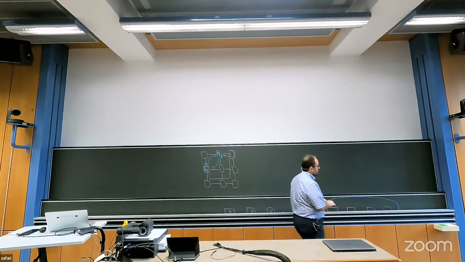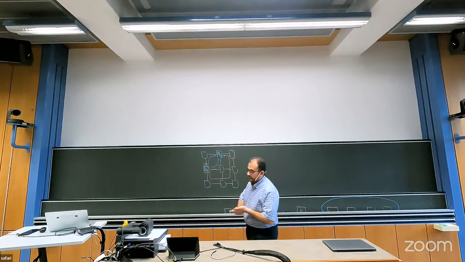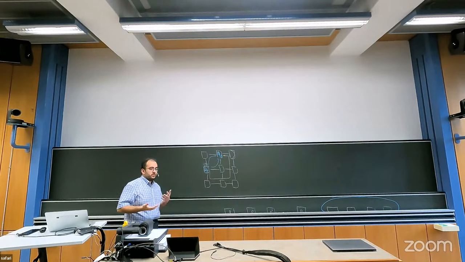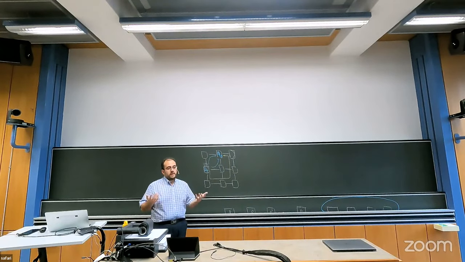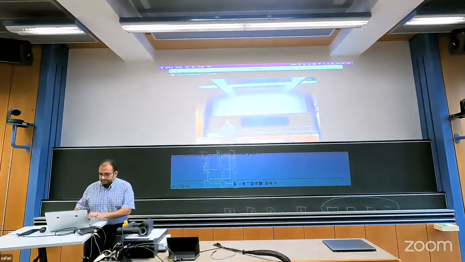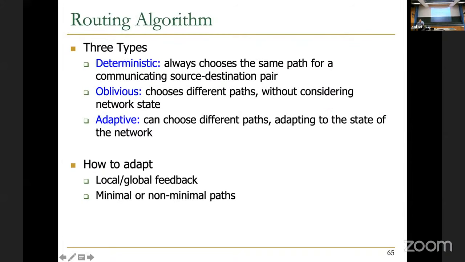So basically, non-minimal, fully adaptive routing algorithms are, let's say, the most complicated routing algorithms, as they need to somehow decide when to do minimal, when to do non-minimal, and among all these paths, which path the packet should take. Okay.